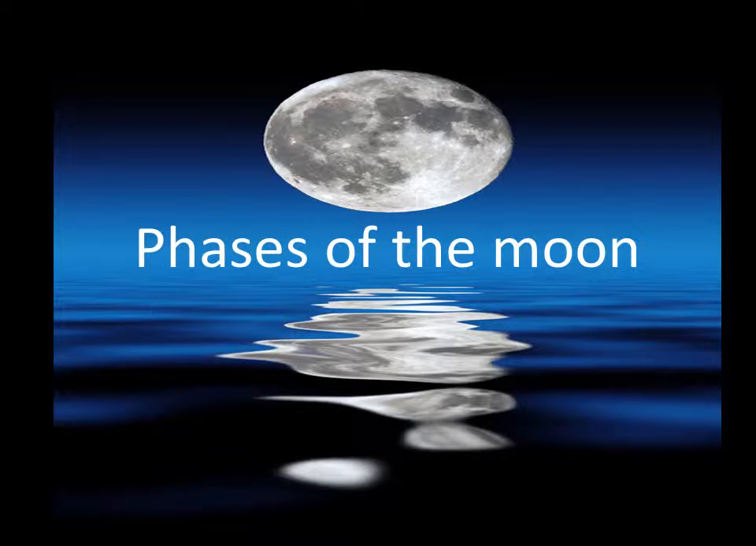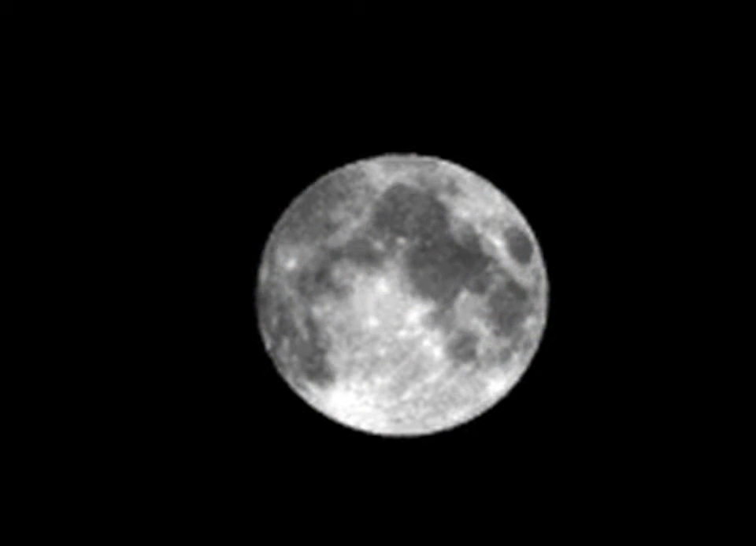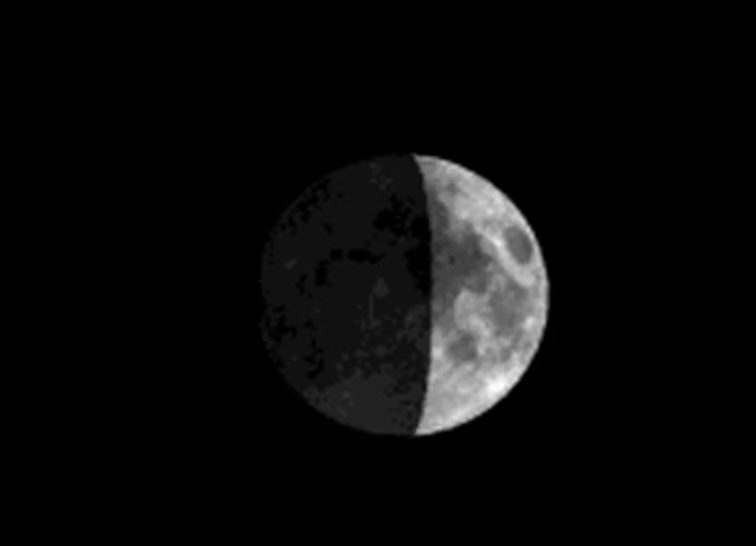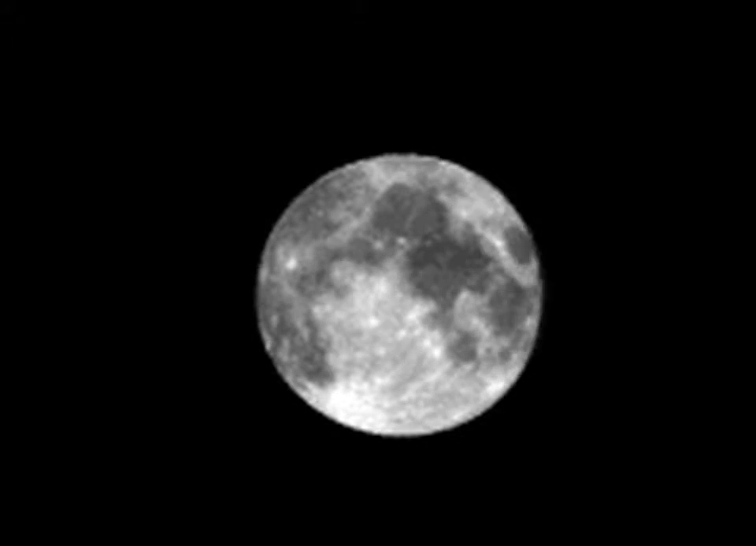Phases of the moon. As the moon makes its way around the earth, we see the bright parts of the moon's surface at different angles. These are called phases of the moon.